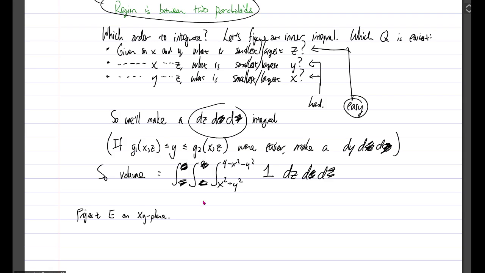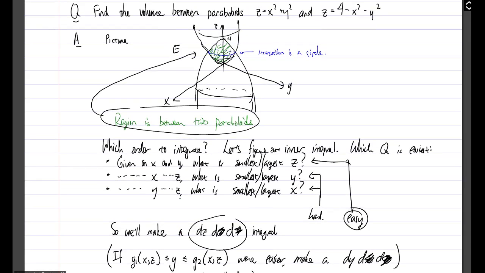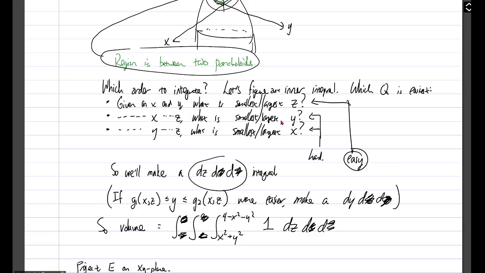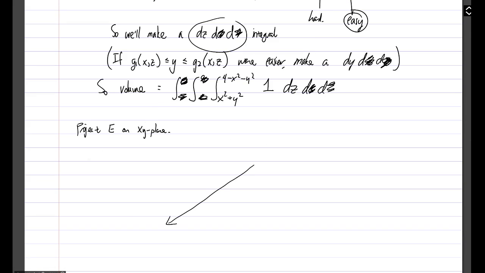So what does that look like? Let's copy this, maybe not the paraboloids themselves because they're sort of getting in the way. So I'm going to just try to draw the shape E itself. X, Y, Z. So there was this paraboloid this way, and then it intersected in a circle with the other paraboloid that kind of lived above it like this.